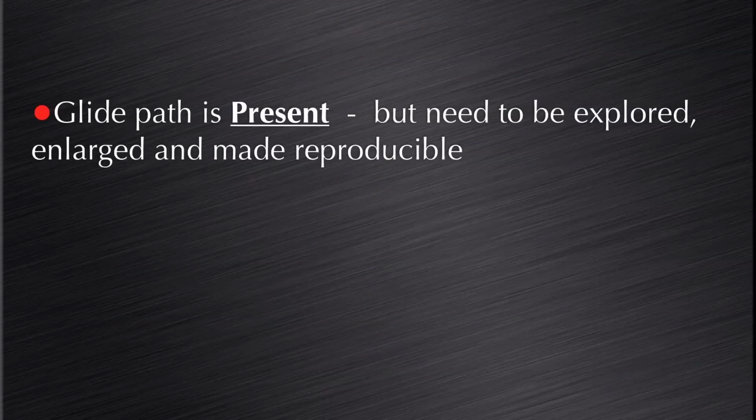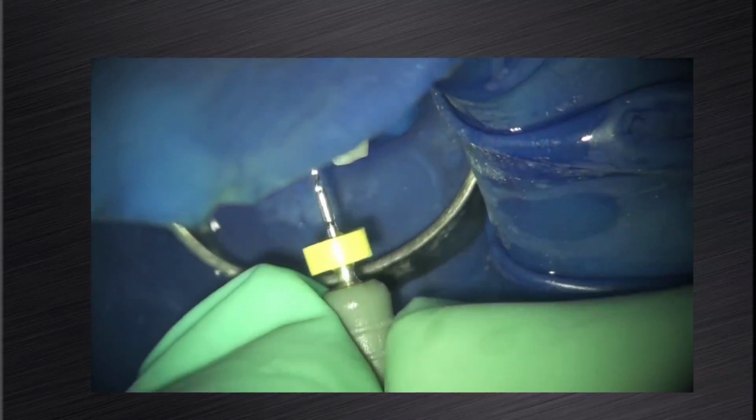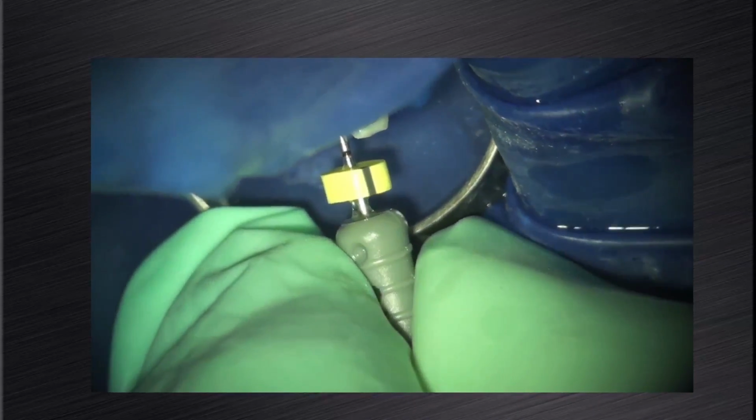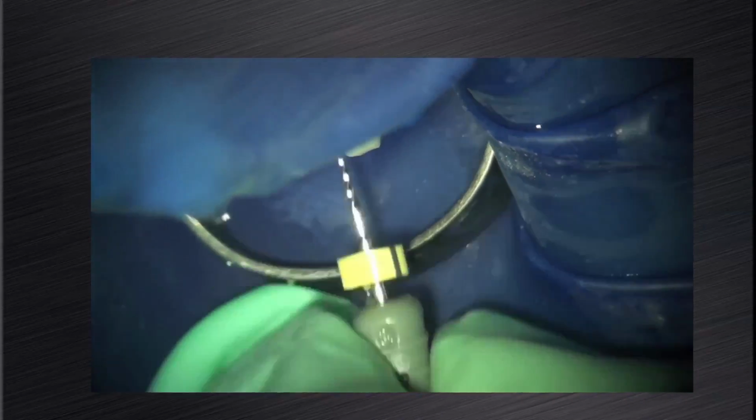We have to understand that many canals already have a micro glide path present, but the problem is that they are not reproducible. Let me show you this example. On this video we have a size 08K file that can travel down the root canal to patency. However, when we pull the file back out of the canal and try to push it back to working length, it hangs up somewhere on the canal wall. This means that there is a glide path, but it is not reproducible.